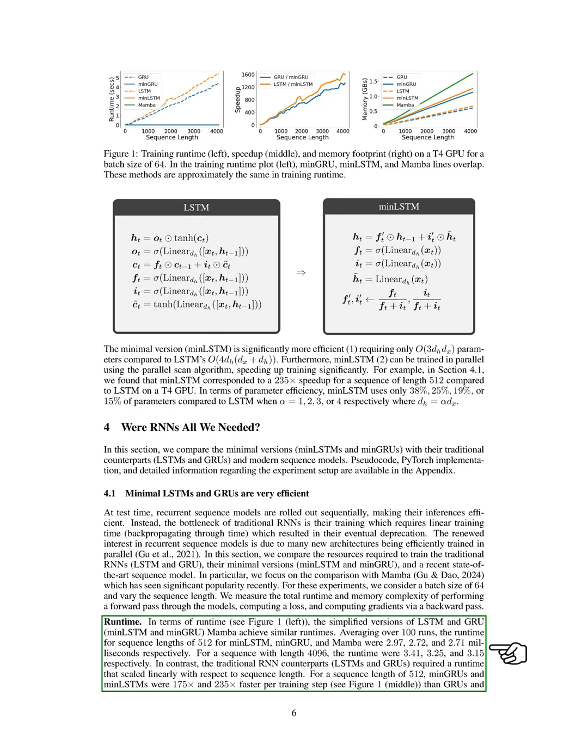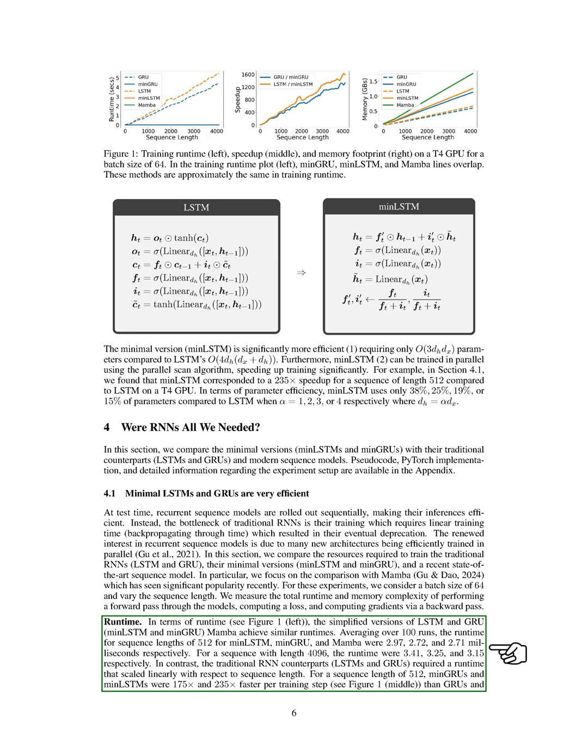Regarding runtime, we find that min-LSTM, min-GRU, and Mamba have similar runtimes for sequences of length 512, averaging around 2.97, 2.72, and 2.71 milliseconds, respectively. For sequences of length 4096, the runtimes are 3.41, 3.25, and 3.15 milliseconds. In contrast, traditional LSTMs and GRUs have runtimes that increase linearly with sequence length.